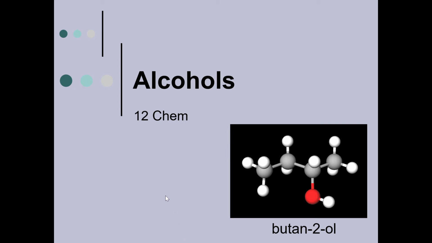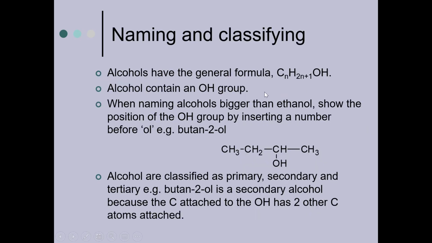This is a quick overview of alcohols. They have the general formula CnH2n+1OH. So they contain the OH functional group, an O bonded to an H, and the O is also bonded to the carbon of the chain of the alcohol. When naming alcohols bigger than ethanol, show the position of the OH group by inserting a number.